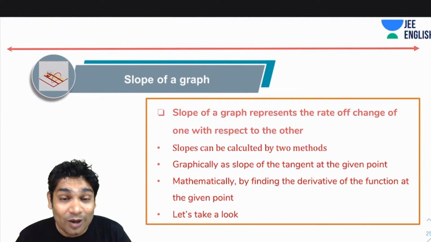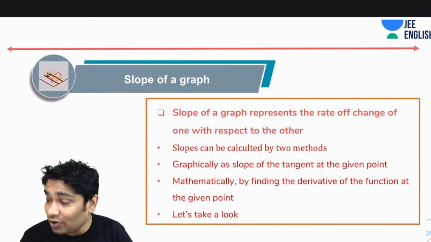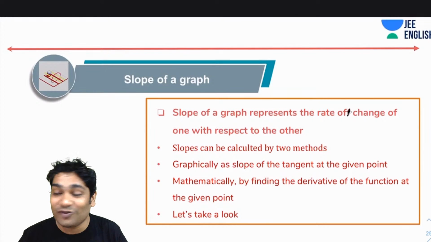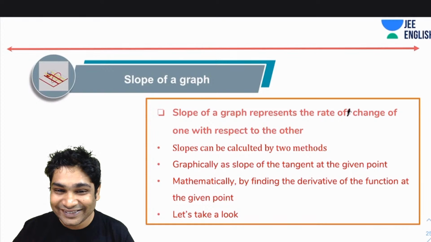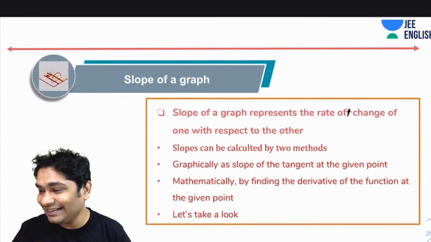Now, let's talk about the slope of any graph. What does the slope of any graph represent? The slope of a graph represents the rate of change of one with respect to the other. Now, what do I mean by that? Yes, in waves you will have that wave function. Y is a function of x and t both, position and time both.